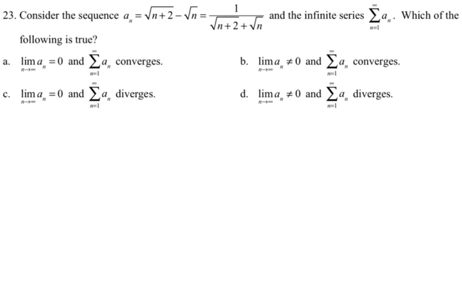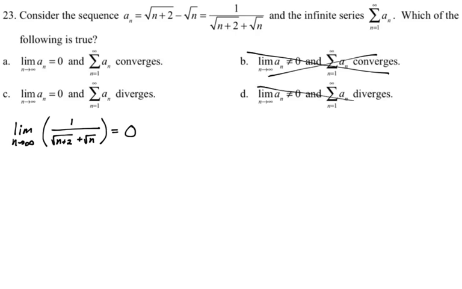All right, so which of the following is true? So all of these are based on limits, so the first thing I'm going to do is take the limit and see what happens. So the limit as n approaches infinity of this thing is definitely 0. So we could cross out anything that doesn't have the limit being 0. So gone, gone. Now we have to decide, does this converge or diverge?